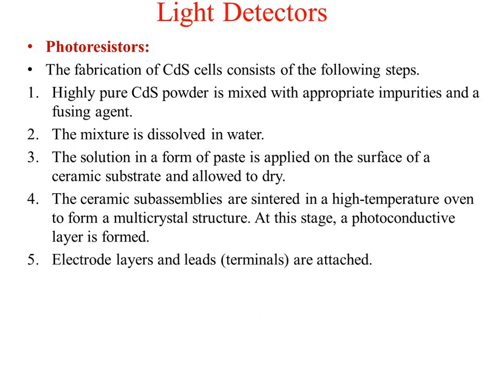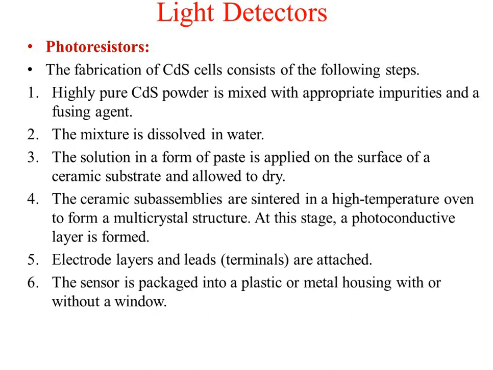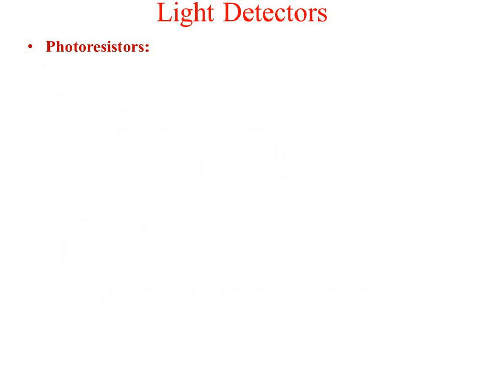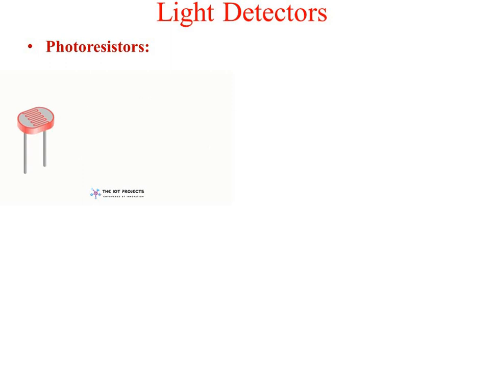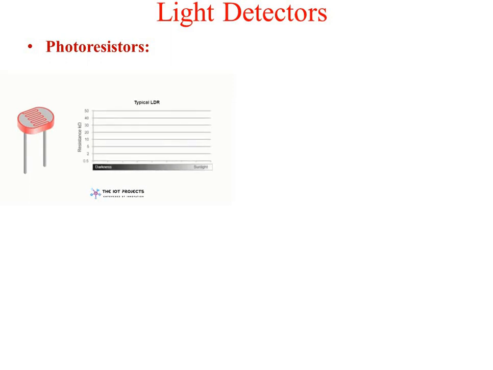Then the electrode layers or the leads are attached to this sintered ceramic material, and the sensor is packed into a plastic material and metal housing with or without window. So this is how you can manufacture the photoresistor. Here you can see that when the light falls on it, the characteristics are shown over here.